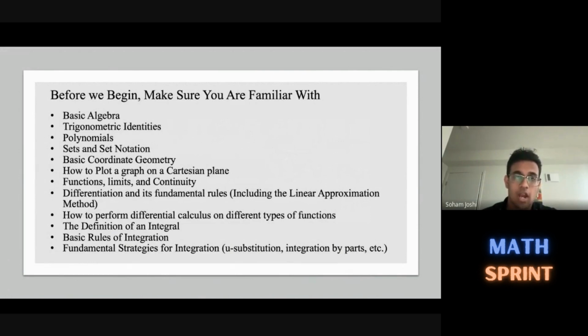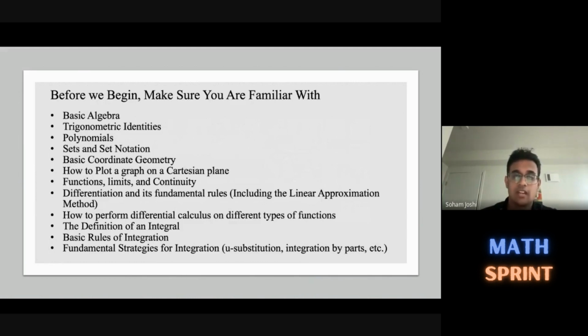The topics to know are basic algebra, trigonometric identities, polynomials, sets and set notation, basic coordinate geometry, how to plot a graph on a Cartesian plane, functions, limits, and continuity, differentiation and its fundamental rules, how to perform differential calculus on different types of functions, the definition of an integral, basic rules of integration, and the fundamental strategies for integration.